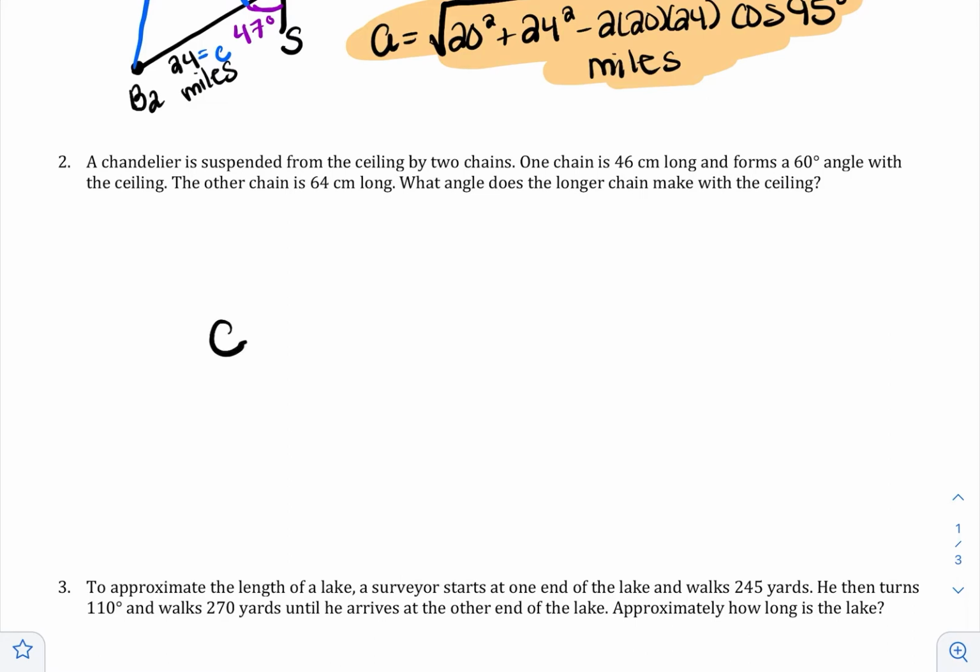So you have a chandelier, it's hanging from the ceiling, which makes sense. That's a terrible line. Let's try that again.